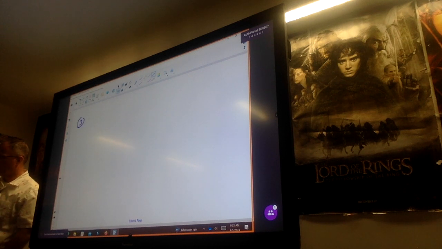Number 3, we have y equals the square root of x squared plus 4x plus 5.